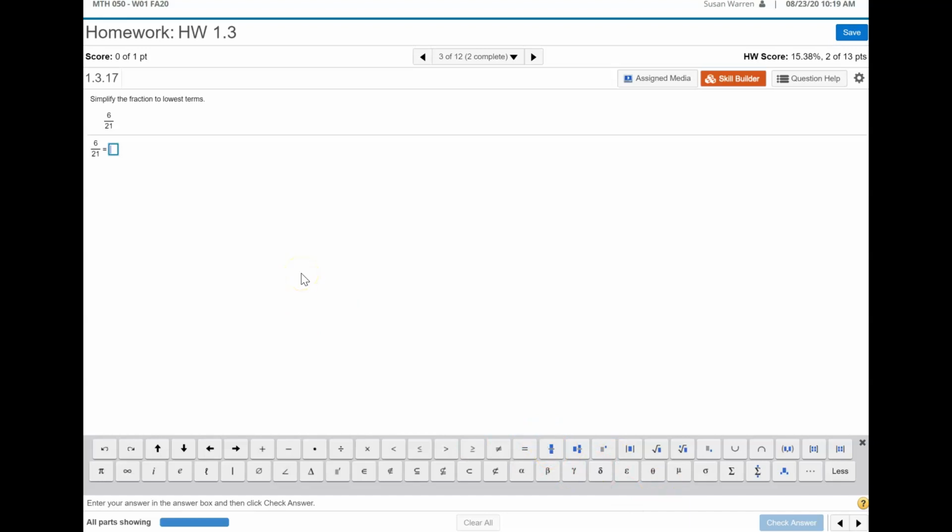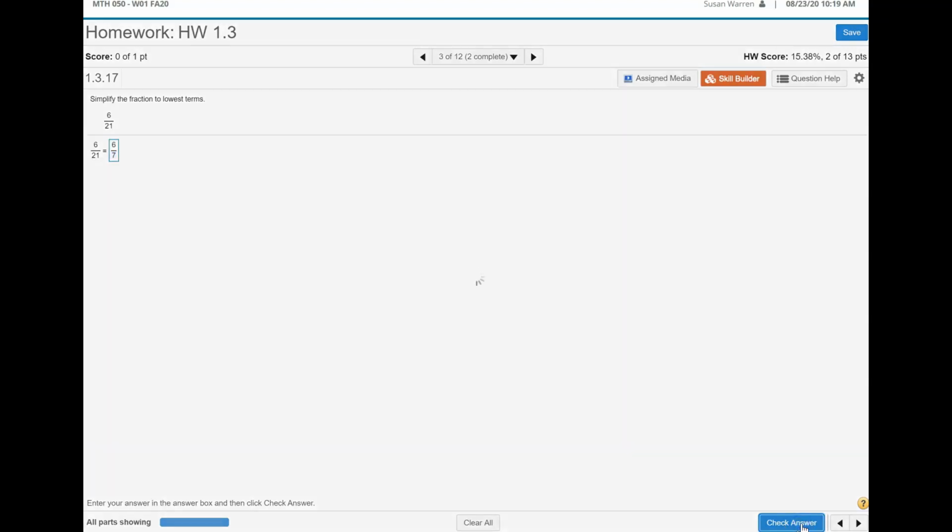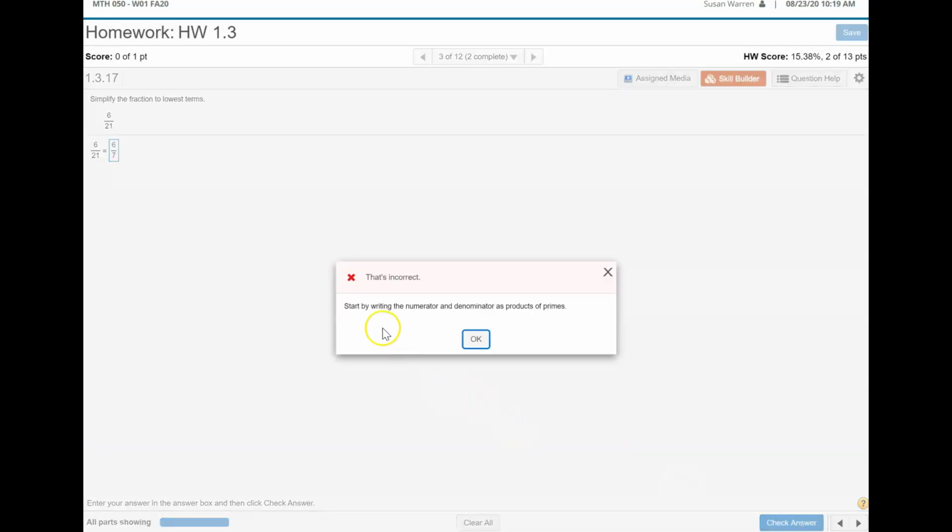So I'm going to miss this problem. Okay, that's my goal, is to miss it. So I'm just going to leave a 6 and I'm going to divide. And the divide is your slash mark. When I hit divide, it goes automatically to the fraction. And then I'm going to put in 7. And that's not the right answer, you guys. Right down here it says check answer. Start by writing the numerator and denominator as products of primes.